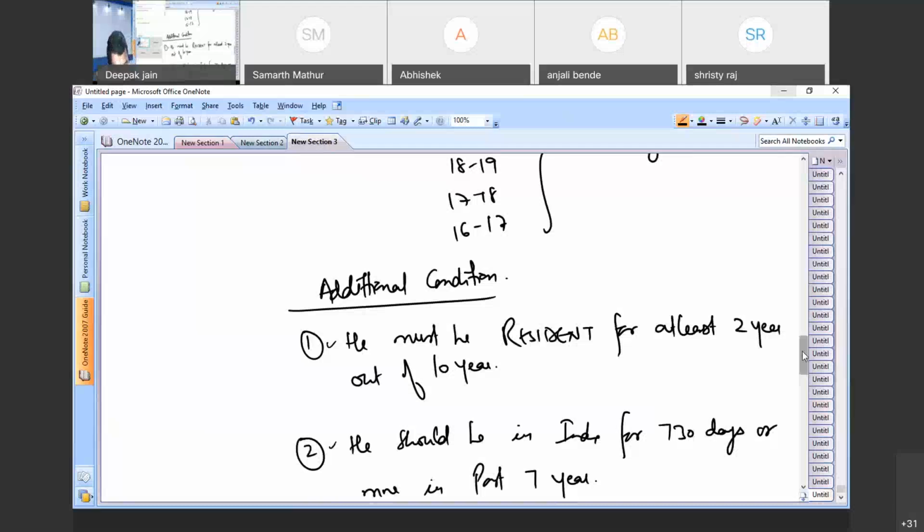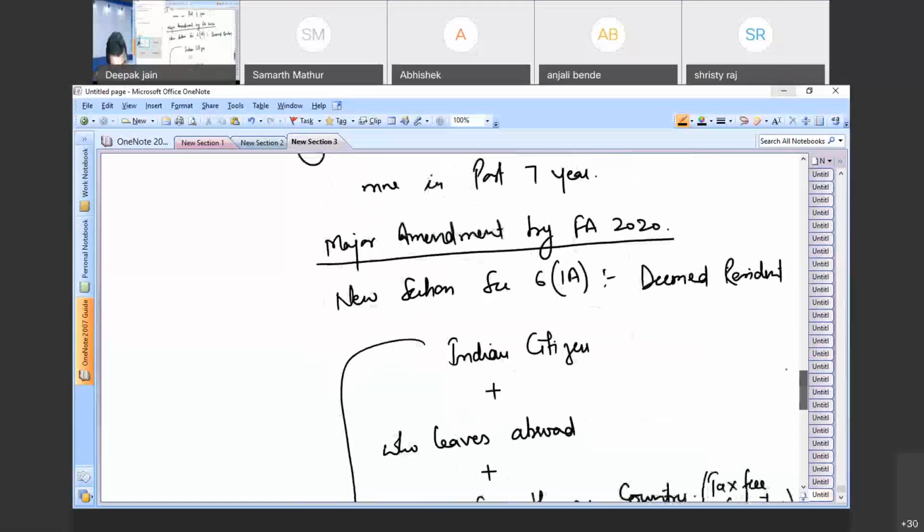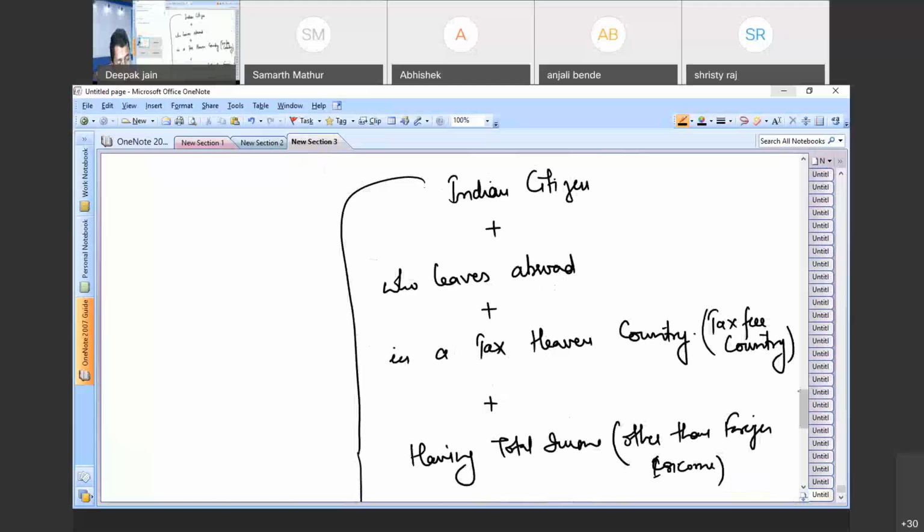But from Finance Act 2020, one more type of person shall be treated as RNOR. If he is an Indian citizen who lives abroad in a tax haven country having total income exceeding 15 lakh, then irrespective of number of days, he shall be treated as resident and not ordinarily resident. Got it? Okay. Yeah, thank you.